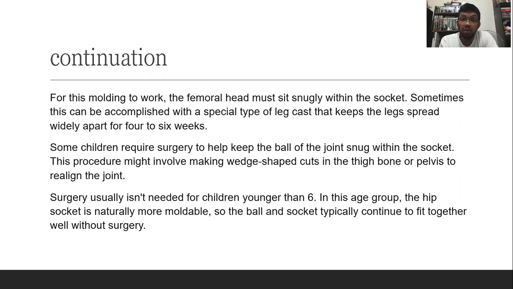Some children may require surgery to keep the ball of the joint snug within the socket. This might involve making wedge-shaped cuts in the thigh bone or the pelvis to realign the joints. Usually, for children who are younger than 6, surgery is not needed since the socket is naturally more moldable, so the ball and socket typically continue to fit together well without surgery. But if the child, take note, is older than 6, then they may need surgery or a cast.